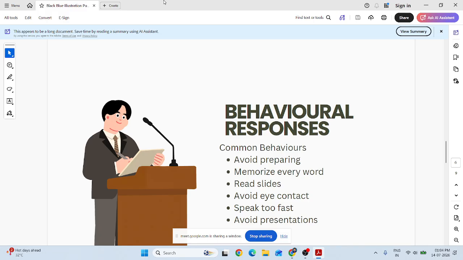See, as I told you in the example, the specific fear is the question and answer session. The student has a fear that he will not be able to answer audience questions. Suppose the presenter is preparing well with all the previous questions or certain imagined questions on the topic. Definitely, the presenter may overcome this fear.